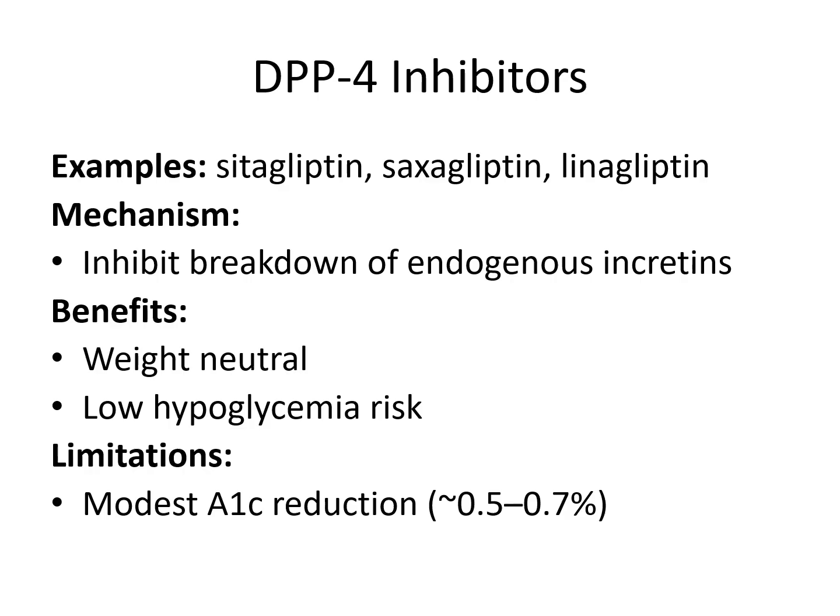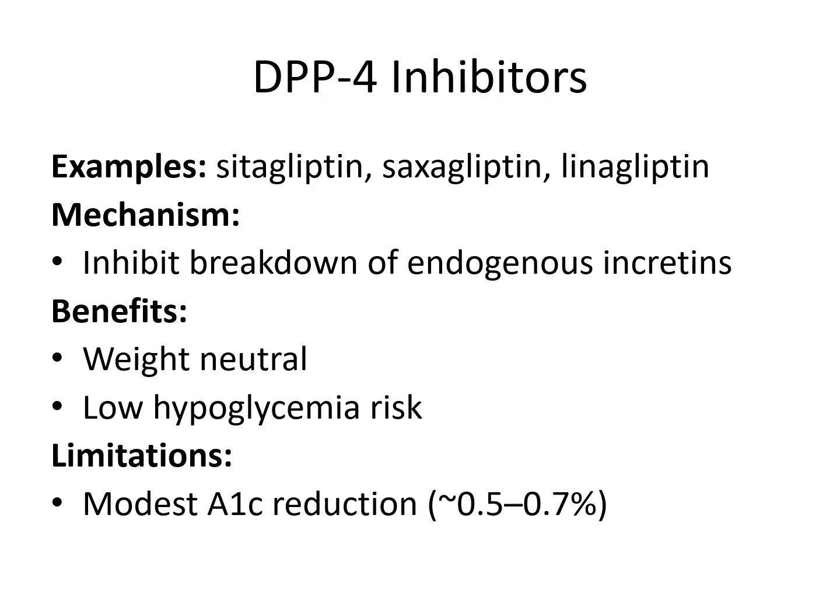DPP-4 inhibitors include sitagliptin, saxagliptin, and linagliptin. Mechanism: these medications work by inhibiting the breakdown of endogenous incretins, particularly GLP-1. So instead of mimicking GLP-1 like the injectables, they prolong the action of the body's own incretin hormones. Because incretin activity is glucose dependent, DPP-4 inhibitors also carry a very low risk of hypoglycemia when used alone.